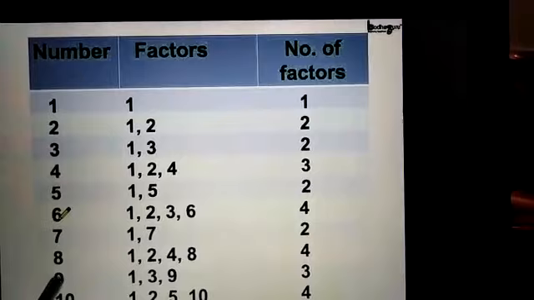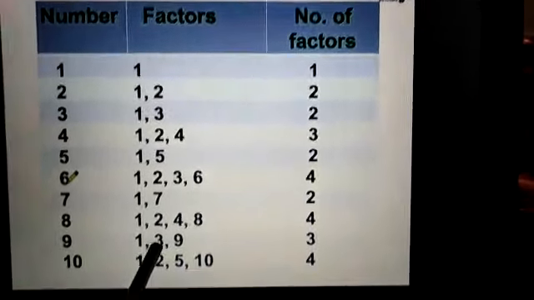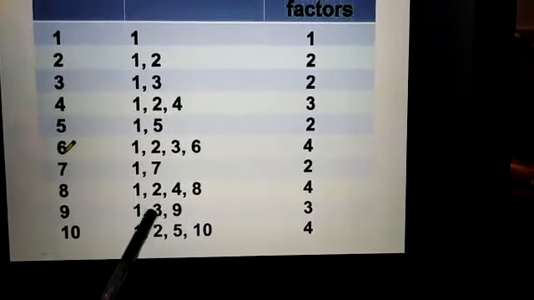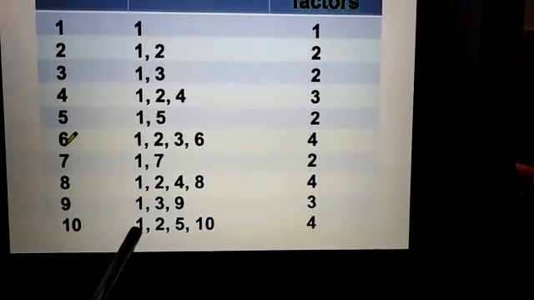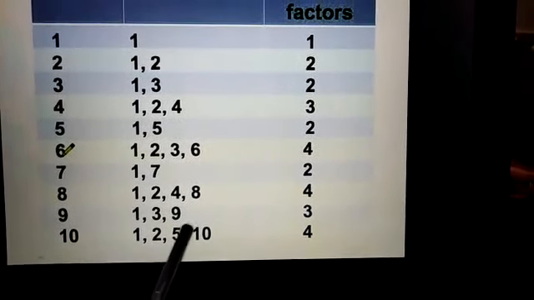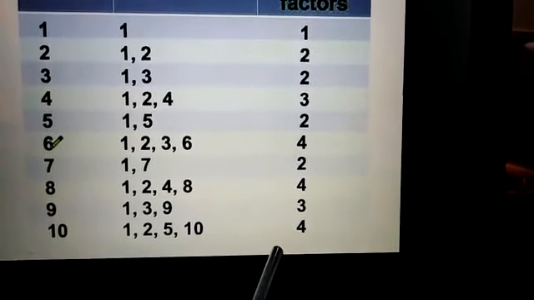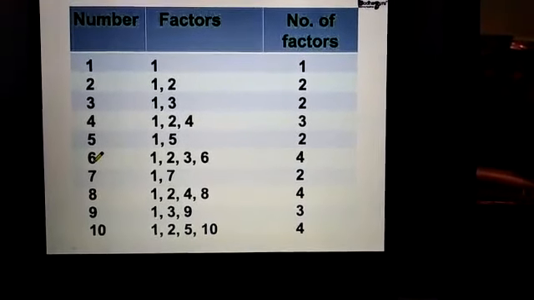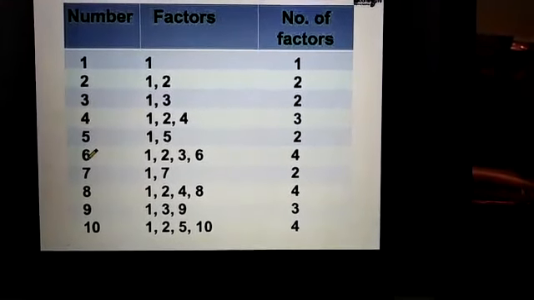Then 9 is divisible by 1, and then 3 3s are 9, and then 9 1s are 9. 1, 2, 3, so the number of factors is equal to 3. Then 10 is divisible by 1, 2, 5 and 10. So 1, 2, 3, 4. How many factors? The number of factors is equal to 4. I hope it's clear to you students what is meant by factors and how you can find the factors of given numbers.